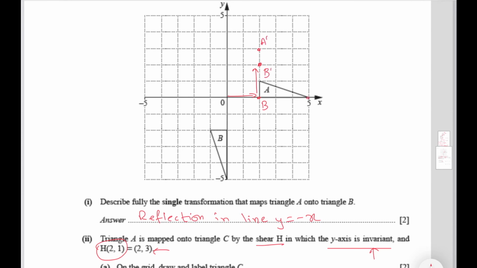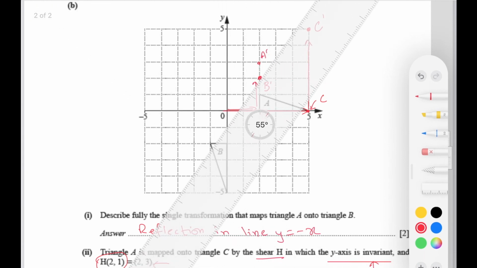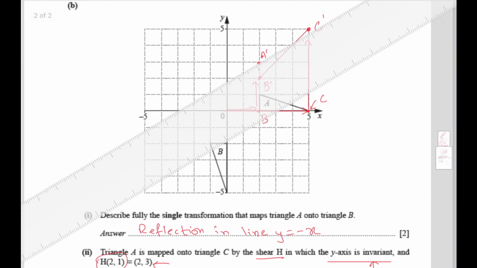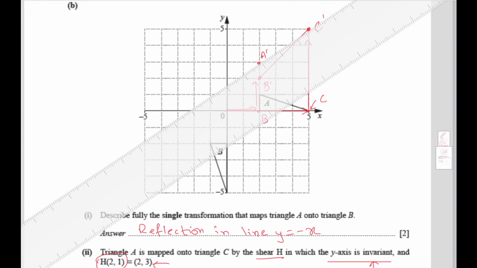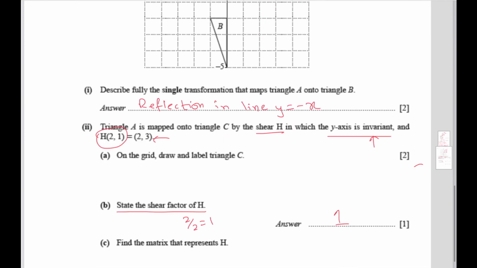Now let's talk about this point. Let's call this point C. This point has a 5 unit distance from the line of invariance. If you multiply 5 with 1, this means it goes 5 units up. So this comes over here. So this is going to be C complement. So now we can connect all these points and we have a new triangle, let's call this triangle C, and that is what the question asks us. So this right here is going to be triangle C, and we're done with this part.